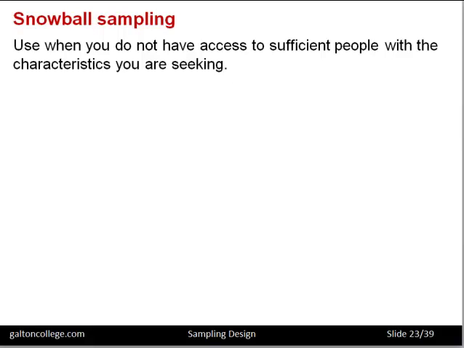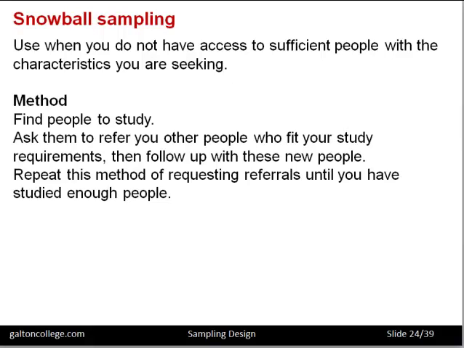When you don't have access to a sufficient number of people with the characteristics you're seeking, this may be a solution. Simply find people to study. It's as crude as that. Ask them to refer you to other people, friends of theirs, who might answer the questions as well. Then find those people and ask them for referrals, and repeat this continuously. So it's like a snowball rolling down a hill. It gets bigger and bigger.